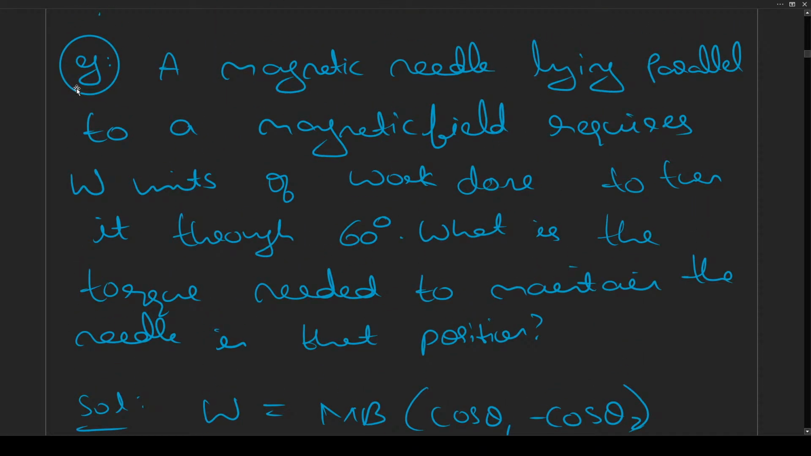They are saying a magnetic needle is lying parallel to a magnetic field. Both the magnetic needle and magnetic field are in the same direction, so the angle between them is 0 degrees. We turn it through 60 degrees, and the work done in doing that is W units, or W joules. Then what is the torque needed to maintain the needle in that position?